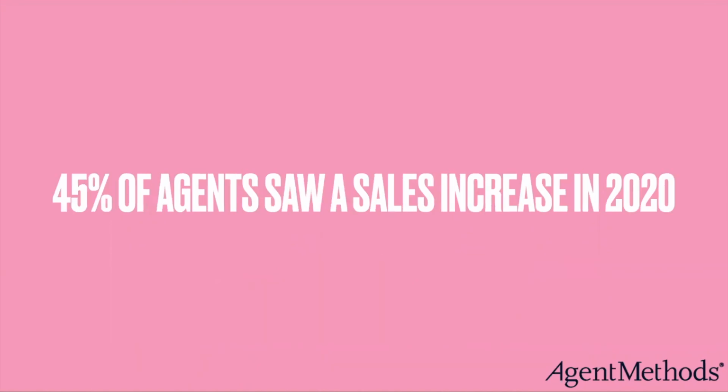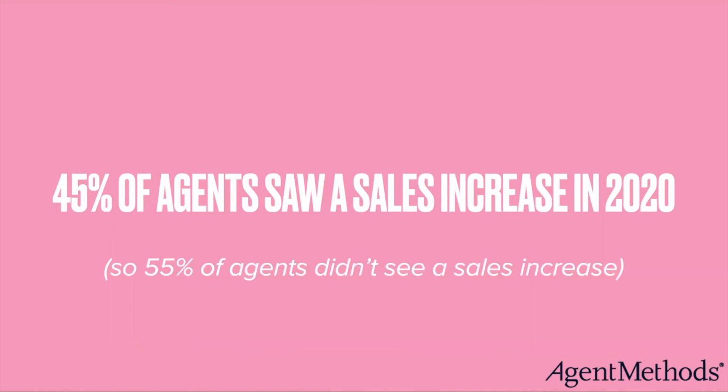So overall, we did a survey. We saw 45% of agents saw their sales increase last year, 45%. And so what this means, the subtext, is that 55% didn't see a sales increase. So last year, the majority of agents did not see their sales go up. The majority of agents, I would say that wasn't a good AEP.